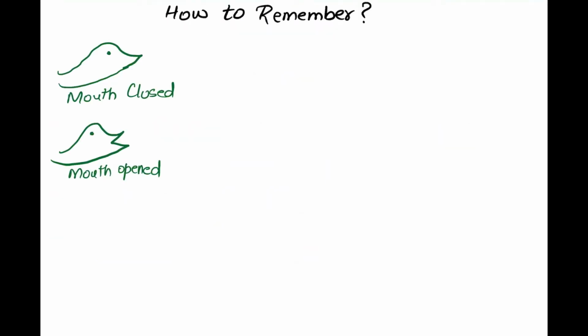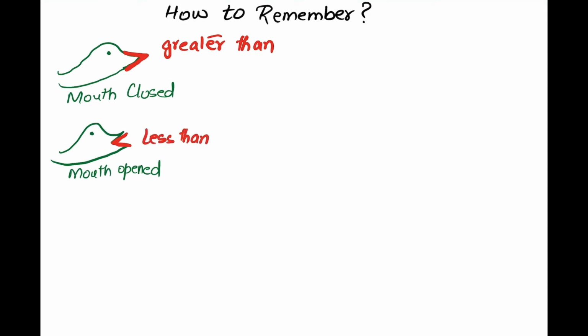This may be the first time that you have come across these symbols and they are a bit confusing. Hence, I will explain two techniques to you in order to remember them. Now you can see two creatures drawn here. This one shows mouth closed and this shows mouth open. If the mouth of the creature is closed, then this is a greater than symbol. If the mouth of the creature is open, then this is the less than symbol.